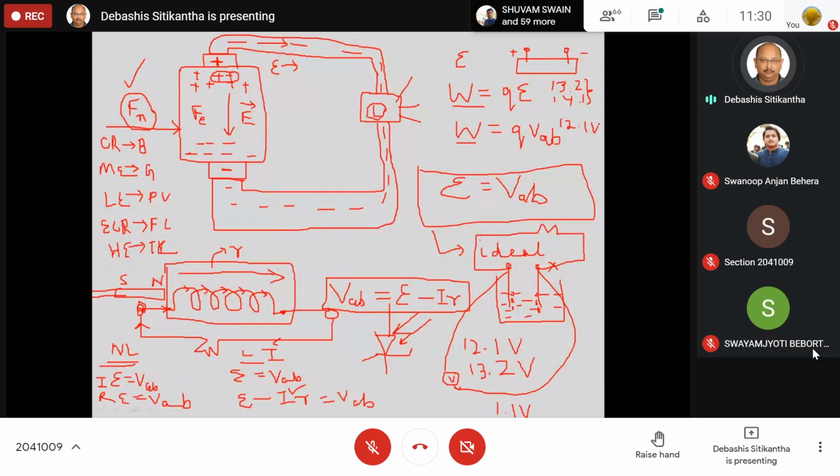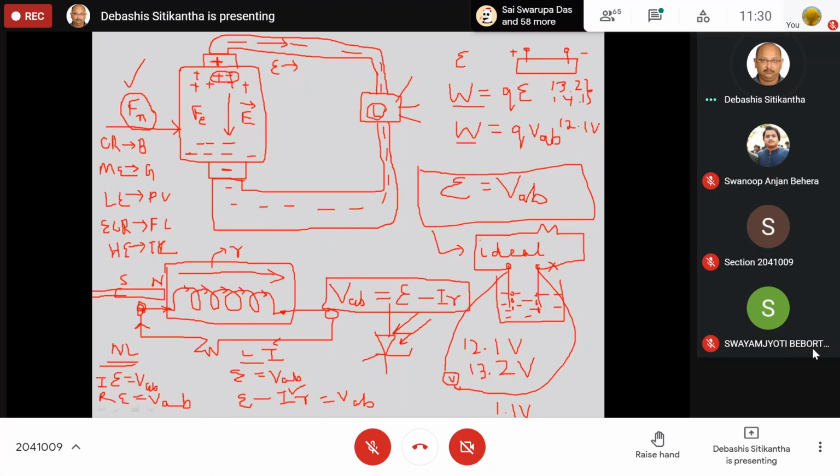Why? It is because now since the load is connected, current is flowing in the circuit, and when the current is flowing in the circuit, obviously there is some resistance or internal resistance drop inside the battery.